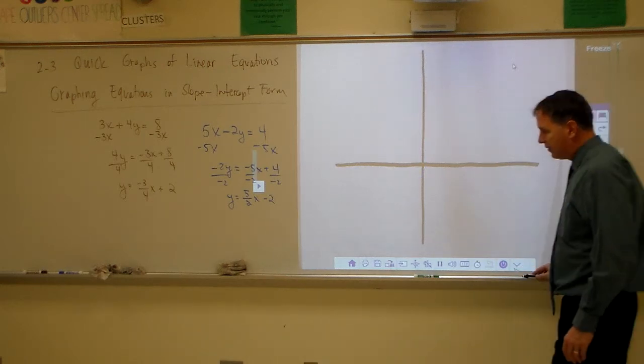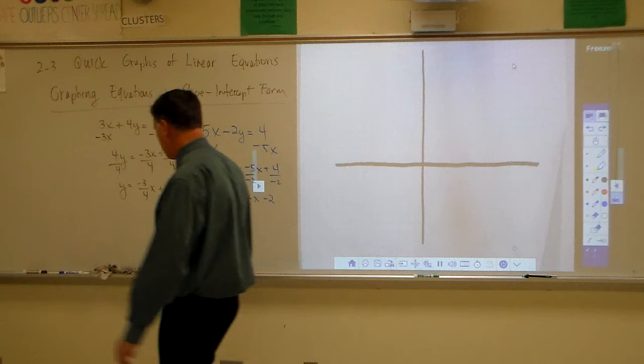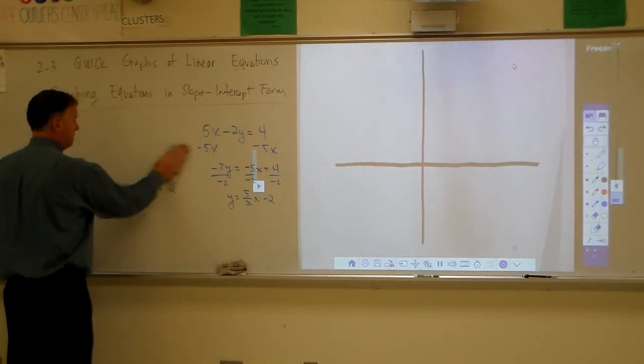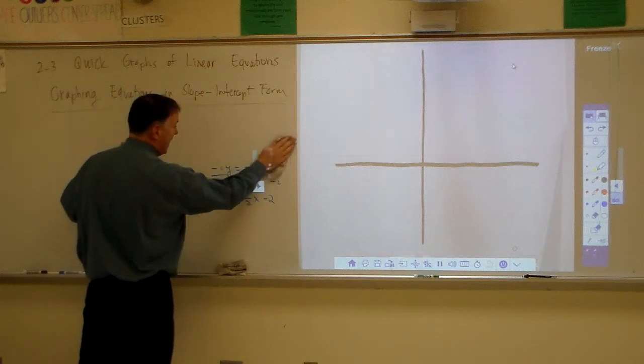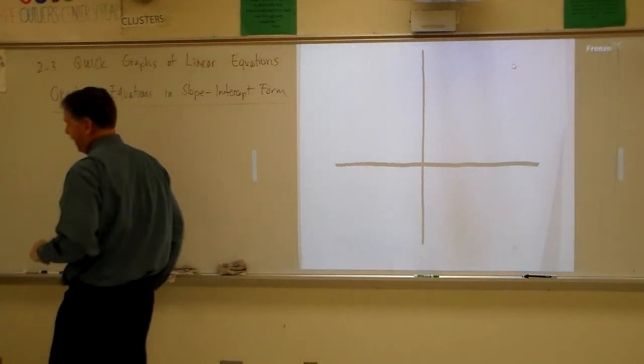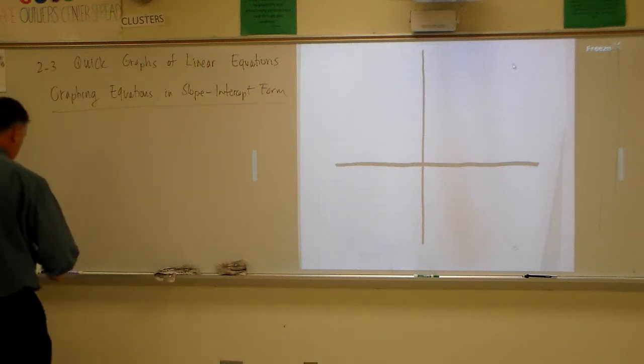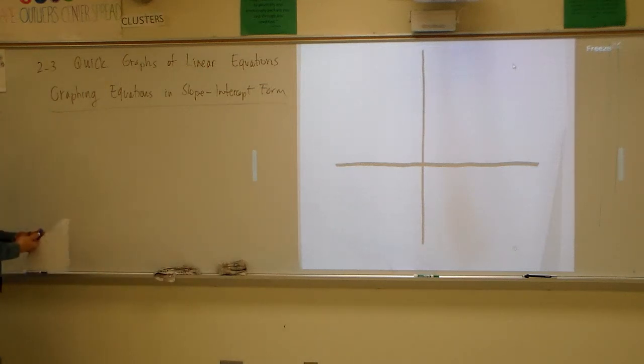So we have one more set of directions to go through, and that's graphing them when they're in standard form. Okay? This is another way, which sometimes I would pick. I kind of like the slope-intercept form, but sometimes I'll pick this method. These are your directions.